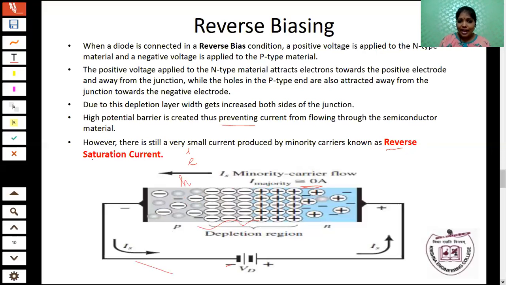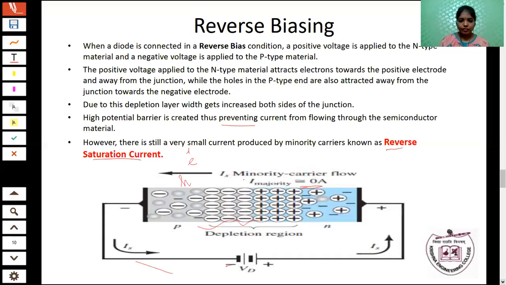So due to the majority carrier, there will be no current flow in the PN junction diode under the reverse bias condition. Due to the minority charge carrier, there will be a small amount of current flow in terms of nano amps. That current is called the reverse saturation current. It is very important. What is the meaning of reverse saturation current? The small amount of current flows in the PN junction diode because of the minority carrier. The minority carrier is the electron on the p side. It tries to cross the junction and recombination takes place. So a small amount of current flows in the reverse bias condition.